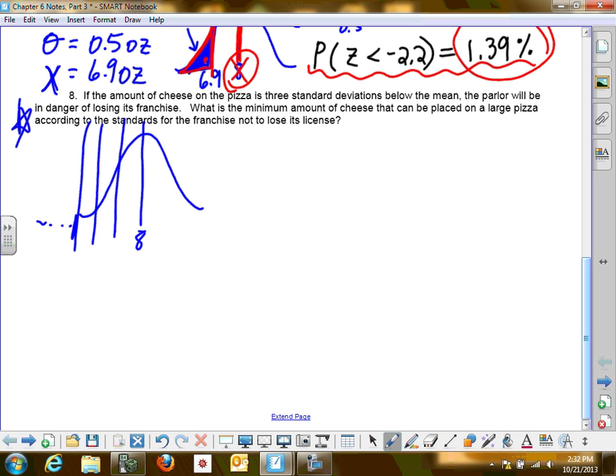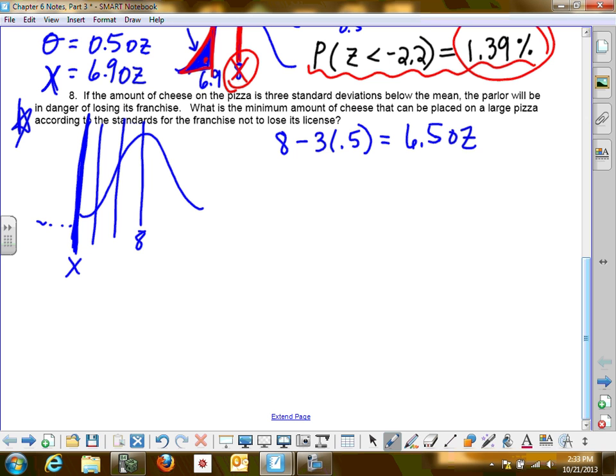So, ultimately, what question am I asking for? Am I looking for an area, or am I looking for a z-score, or am I looking for the real-life piece of data? Good. I'm looking for X, the real-life piece of data. I want to know how many ounces of cheese falls on this line right here. So, you have 2 ways of doing this. You can either say, conceptually, what's really happening is the mean minus 3 standard deviations is going to end you up at 6.5 ounces.